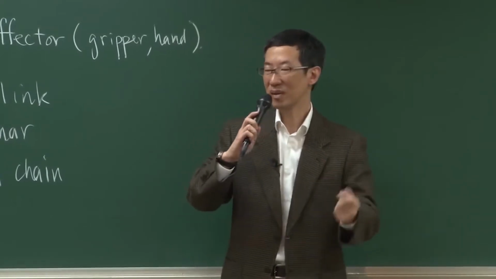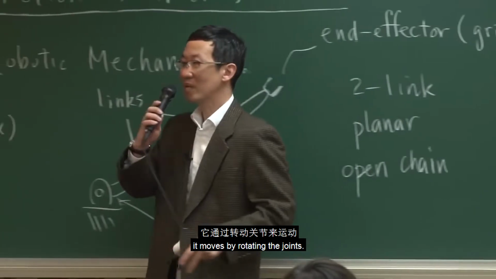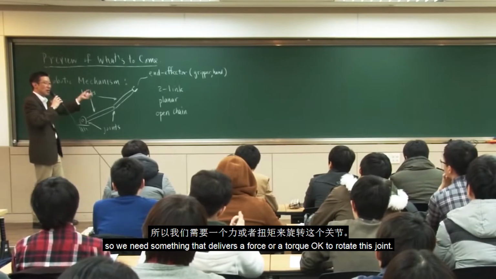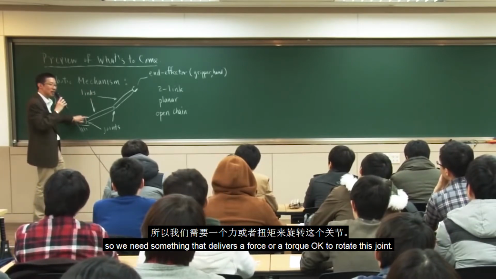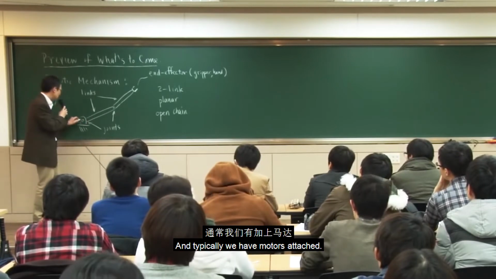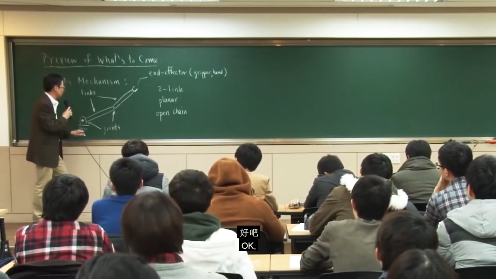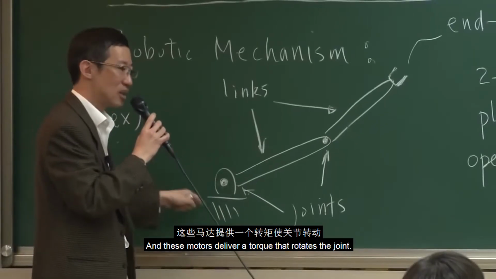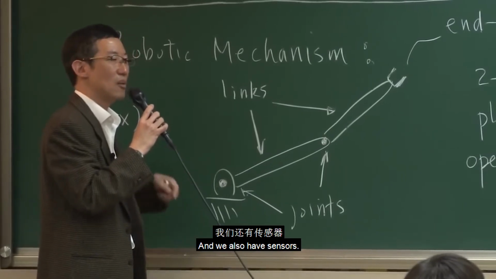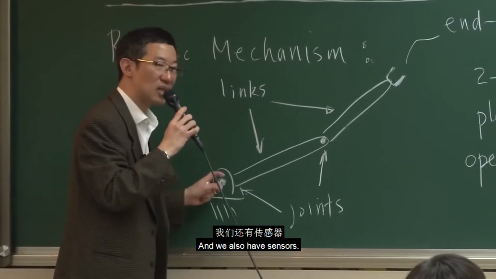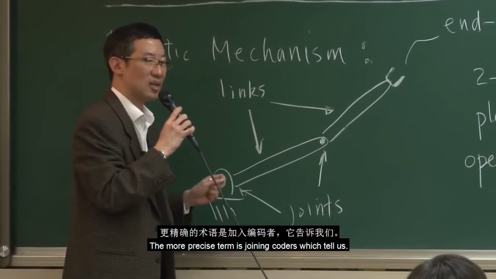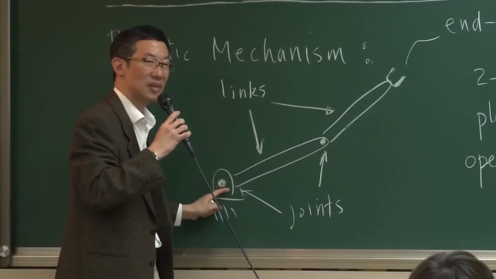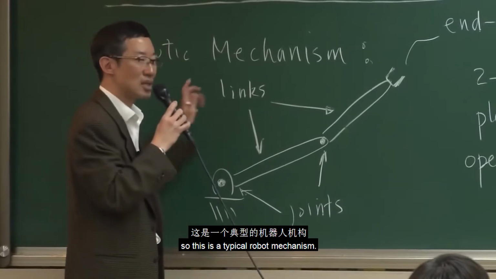Okay. Now, how does this move? Well, it moves by rotating the joints. Okay? So we need something that delivers a force or a torque to rotate this joint. And typically we have motors attached. Okay, so there are motors attached here. And these motors deliver a torque that rotates the joint. Okay, and we also have sensors. Well, the more precise term is joint encoders, which tell us the readings of the joint angles. Okay? All right, so this is a typical robot mechanism.